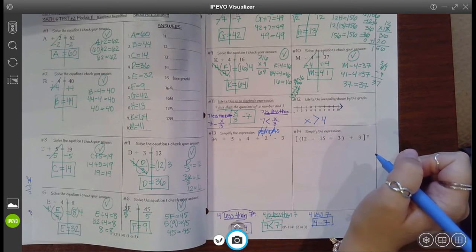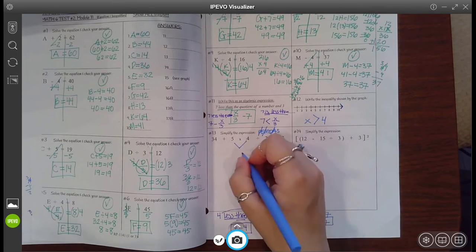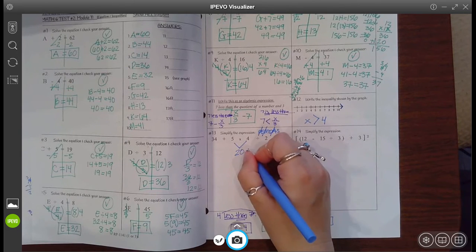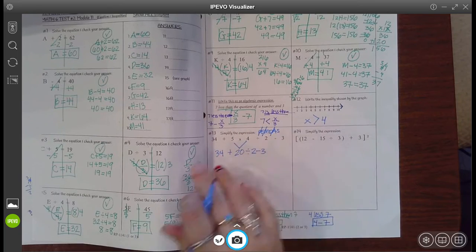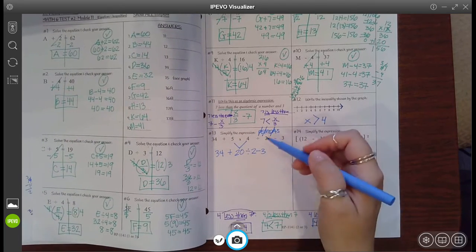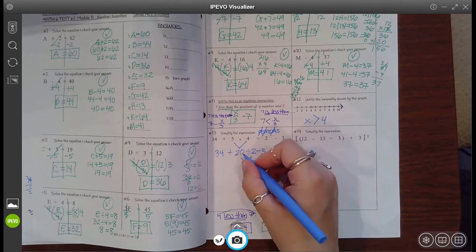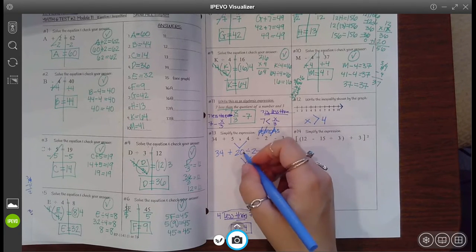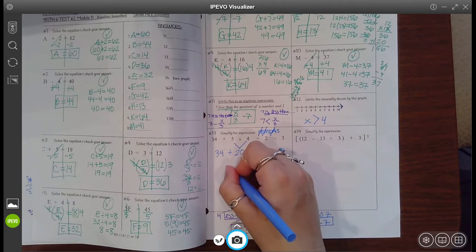All right, so do you see any parentheses? No. Do you see any exponents? No. Do you see any multiplication or division? Yes. What's the first one you see of the two? Those ones. 5 times 4 is 20. Bring everything else down. And then no parentheses, no exponents, multiplication or division right there. 20 divided by 2 is 10. Bring down the minus 3 plus 34.